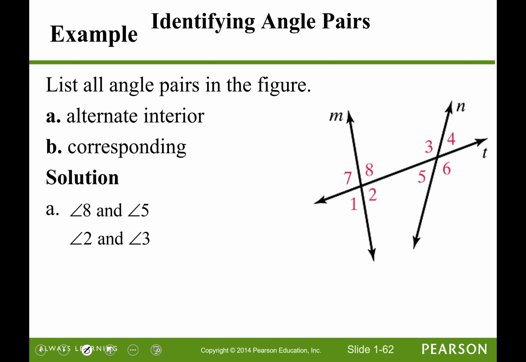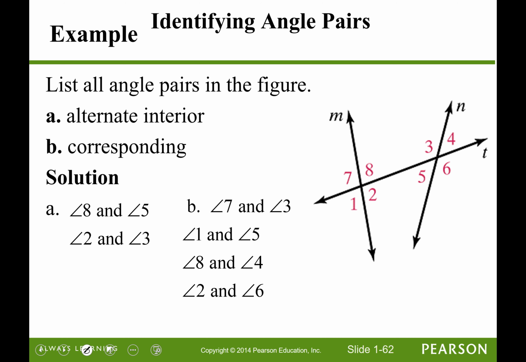Welcome back. If you came up with 8 and 5, 2 and 3, those 2 pairs for alternate interior angles, you got it right. Nice job. And for part B, if you came up with 7 and 3, 1 and 5, 8 and 4, 2 and 6, you got it right.